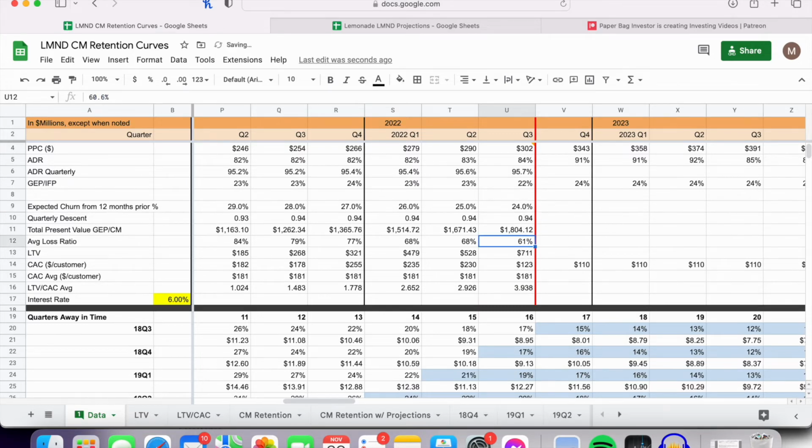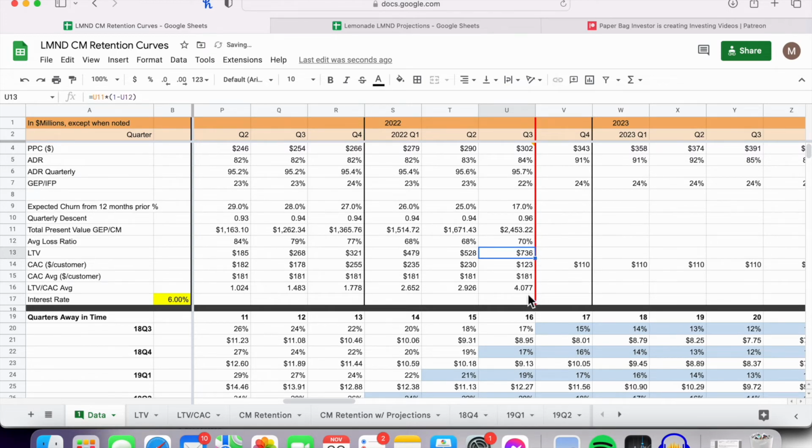So obviously, the sky's the limit. If it goes to 61%, or say 66, let's leave it at 61 right now, and churn goes to 17, then you're at that over 5 ratio. Maybe this even goes to 55%, then you're over 6. That's probably unrealistic. But even if it's 65%, say, you're still at 4.75. So still really, really good.